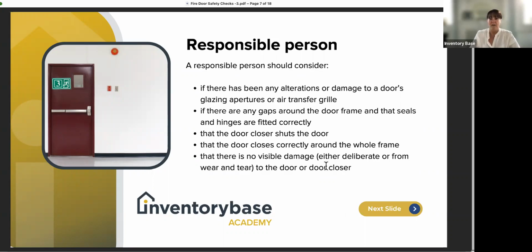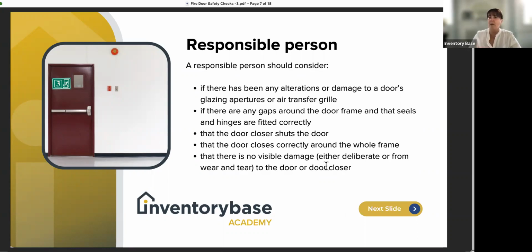Obviously, a key component of that is that the door actually closes and shuts to the frame. If it doesn't, if it's propped open, then it's not going to do its job very well. And also any visible damage. This could be deliberate, so someone has physically damaged it, or it's been dented maybe during some works, or it could just be general fair wear and tear. This means it's been used on a daily basis in a big building, a lot of people are using the door.